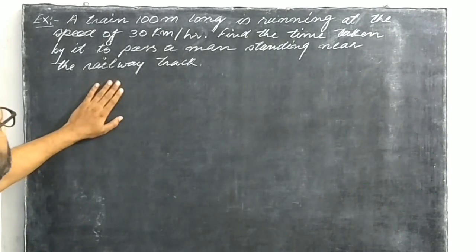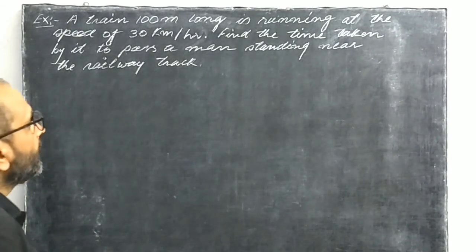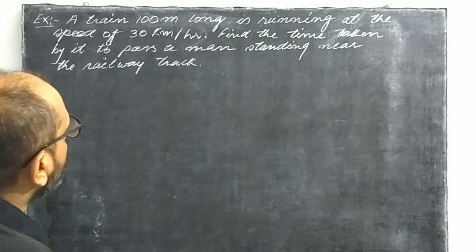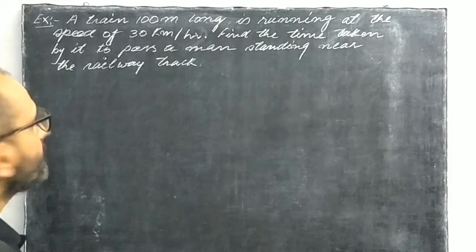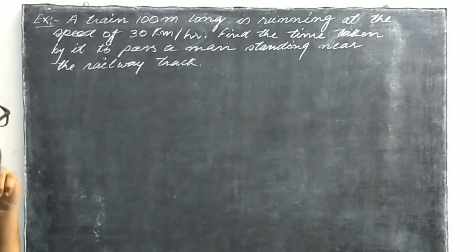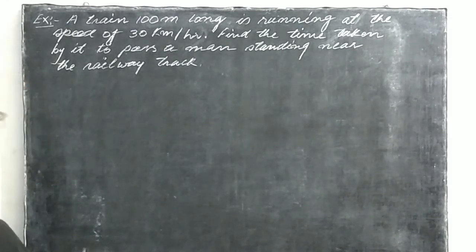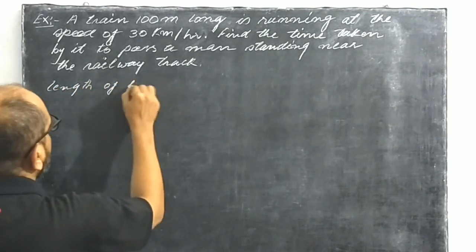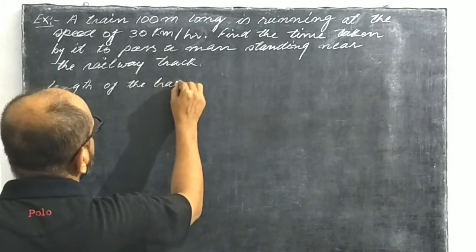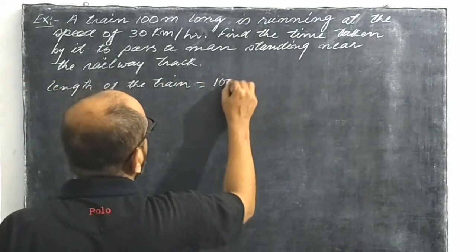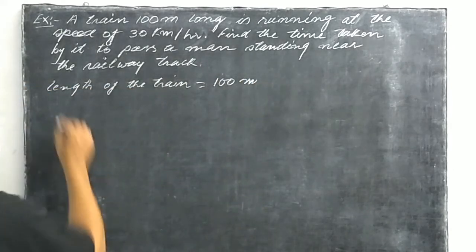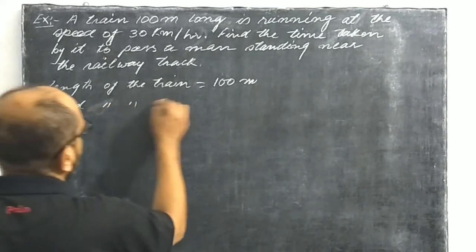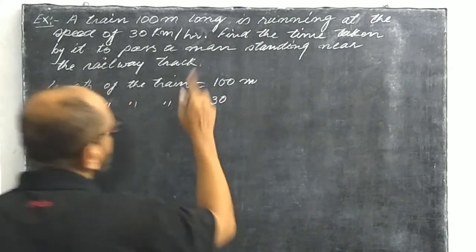So we have taken the example, a train 100 meter long is running at the speed of 30 kilometers per hour. Find the time taken by it to pass a man standing near the railway track. So here we observe that the length of the train is given as 100 meters and the speed of the train is given as 30 kilometers per hour.